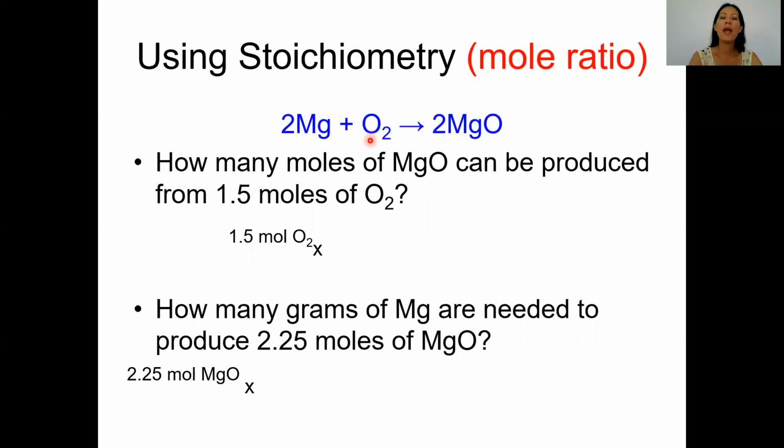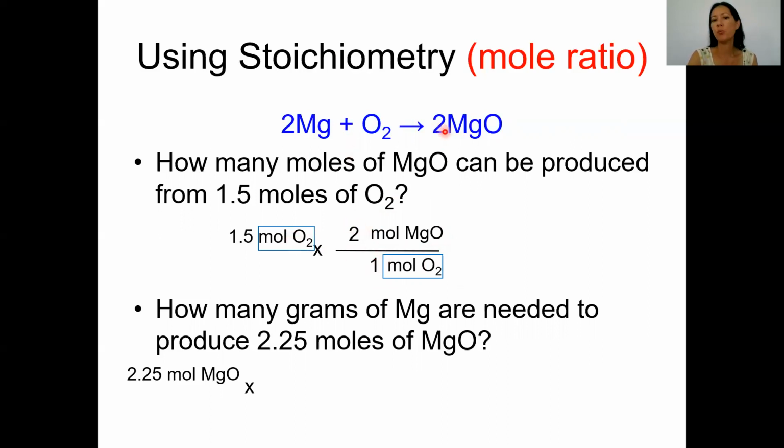And the only way, anytime I ask you to go between reactants and products, or reactants, you have to use the mole ratio from the equation. For every 1, I get 2. So I need to go from moles of O2 to moles of MgO. So I put the moles of O2 on the bottom to cancel. And what numbers do I put?